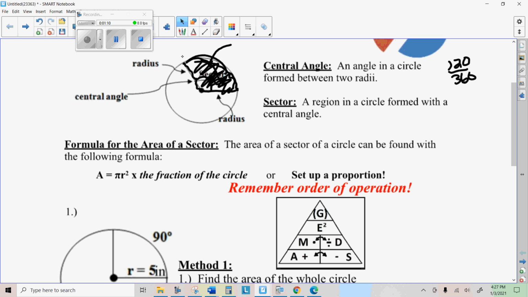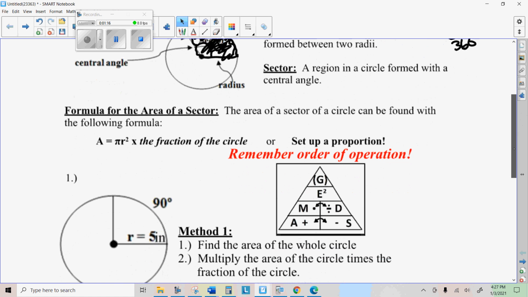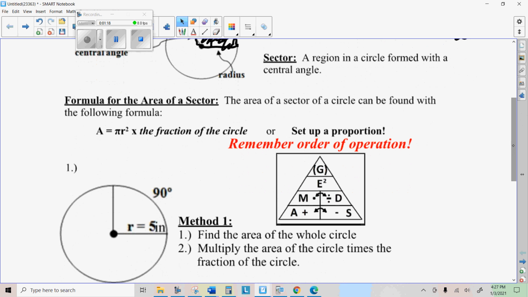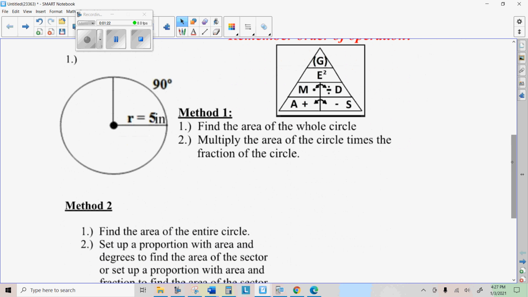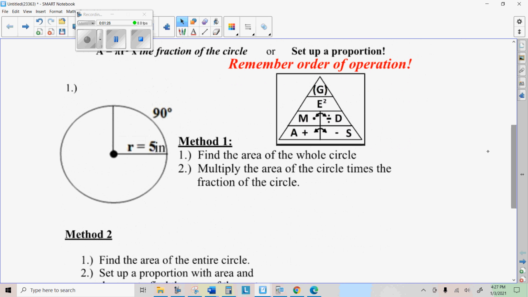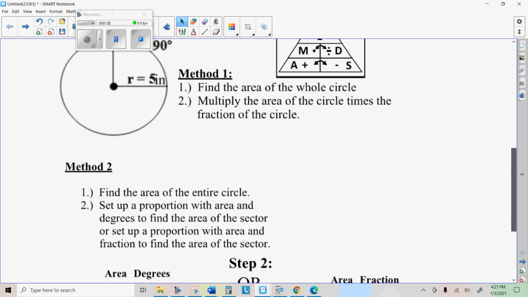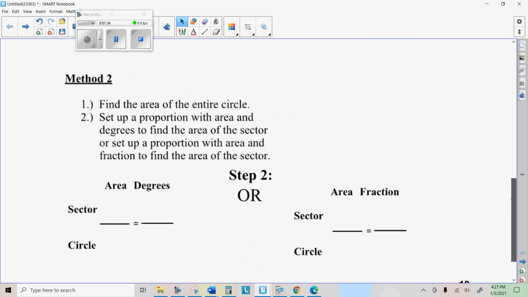And it really isn't all that difficult. It's just a portion of the circle, so we can figure out what that portion is. A great way to do that is to use a proportion. There are a couple ways we can get the numbers we need. The portion of the area will be the same as the fraction of the whole circle. So here we go.